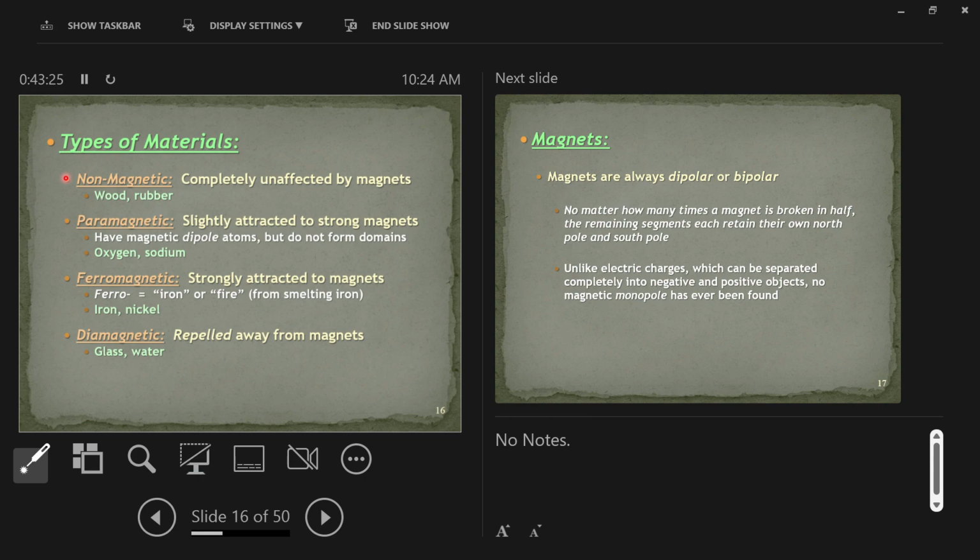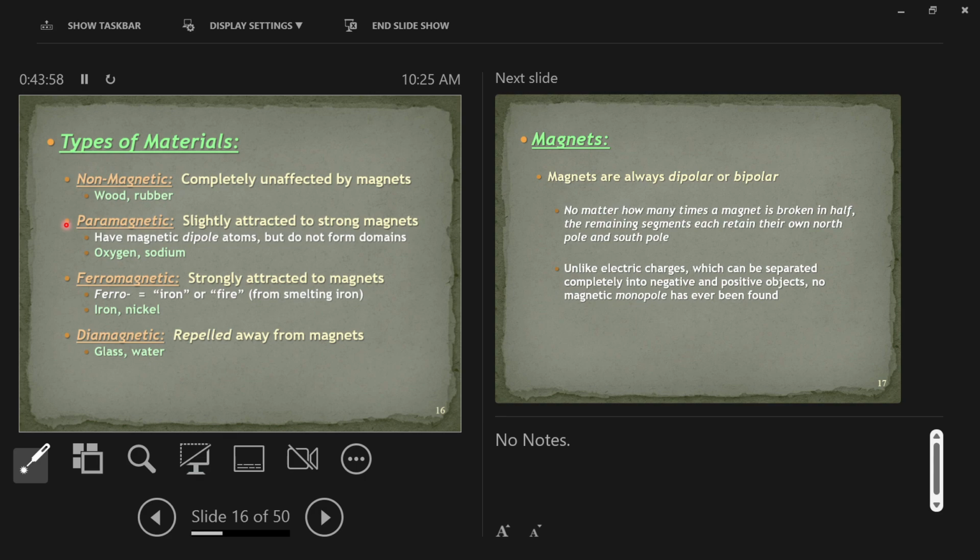So we say that materials that are non-magnetic, don't have magnetic dipoles, or can't create magnetic domains, whatever the problem is, we call them just non-magnetic, okay? Completely unaffected by magnets, couldn't care less, okay? Wood and rubber are fantastic examples of that. Some materials are slightly attracted to strong magnets.